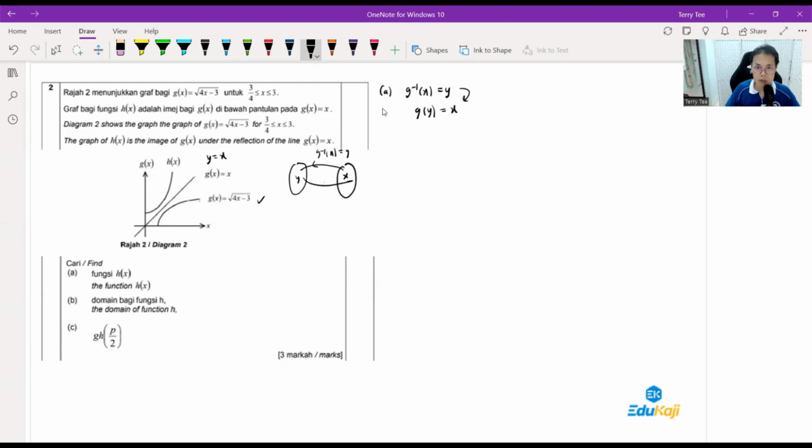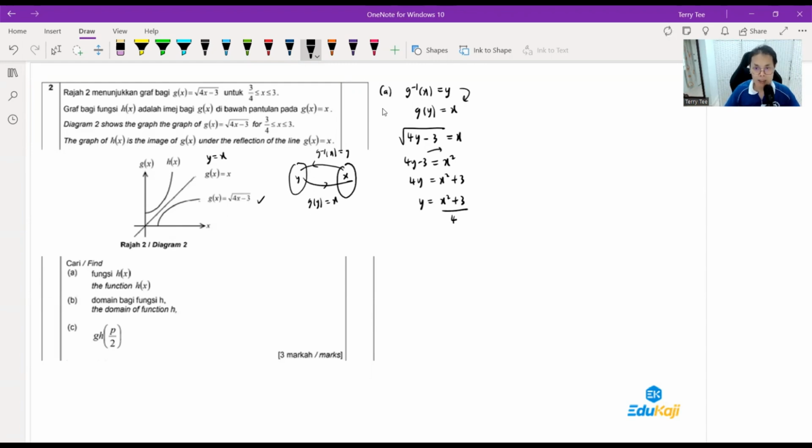So when you move forward, we start from Y, you would get X. Yeah, G(Y) is now X. So let's take this and substitute inside your G here. Square root of 4Y minus 3 is now X. Let us square both sides. So you get X squared. Let us bring the negative 3 over. You get X squared plus 3. And finally, divide by 4. You get (X squared plus 3) over 4.